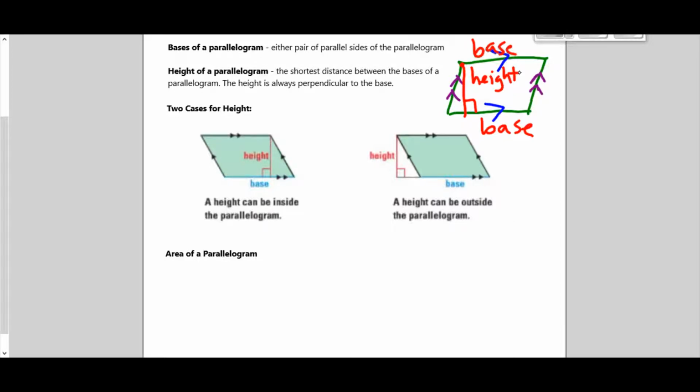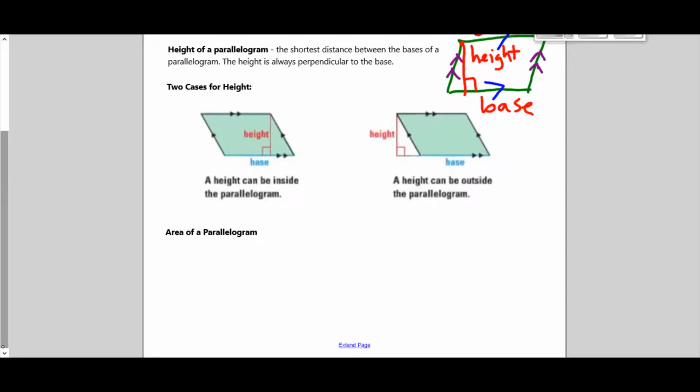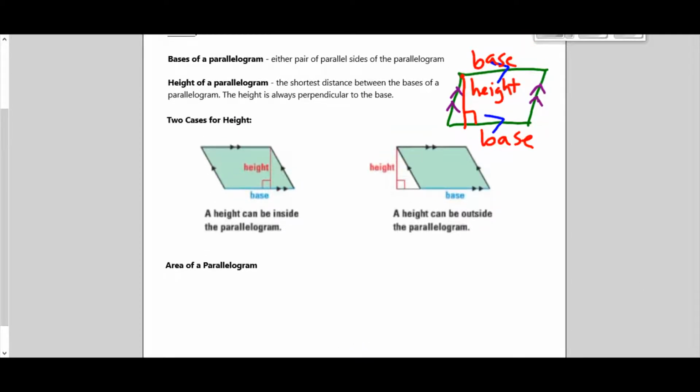And there's two cases for the height, and I show you those below here. The first case, as in my drawing up at the right side there, the height could be inside the parallelogram. So this is case number 1: the height could be inside the parallelogram. Or case number 2, the height could be outside the parallelogram. Just like when we had with triangles, the height could be inside or outside the triangle. So just note, when it's outside, you have to extend the base, but it doesn't change the length of the base.